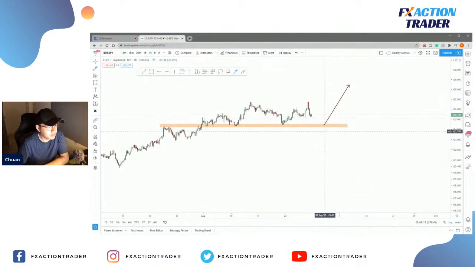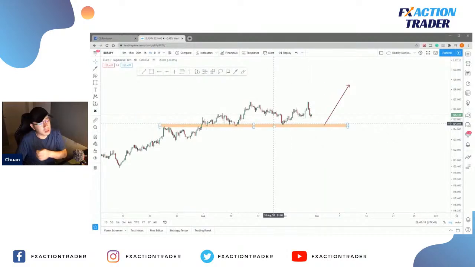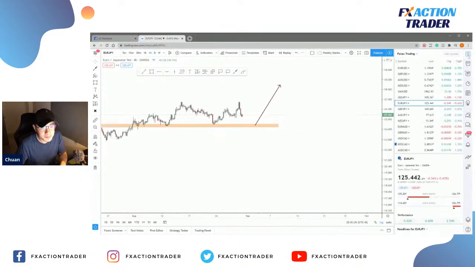So I'm waiting for the market to retest this support level, which also confluences with the previous market structure low. And here, I'm going to wait for a valid buy signal.